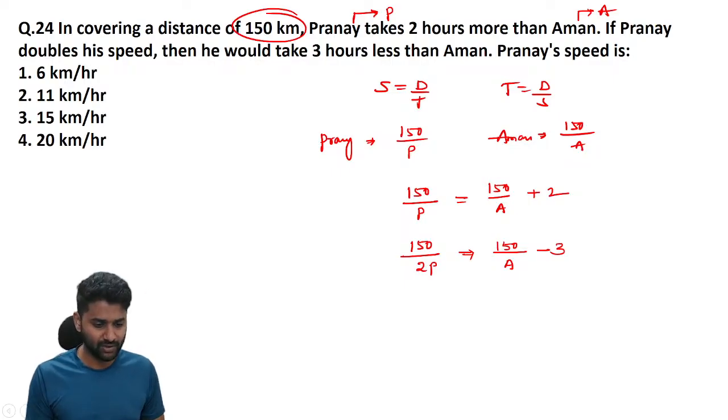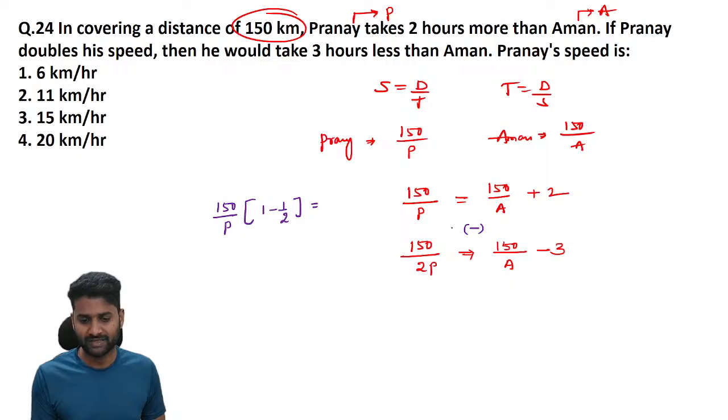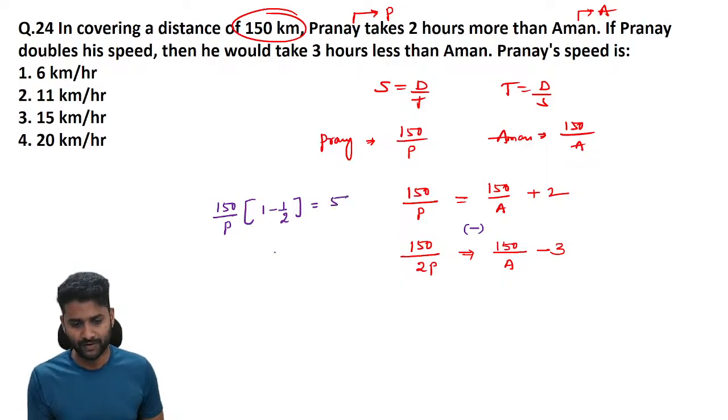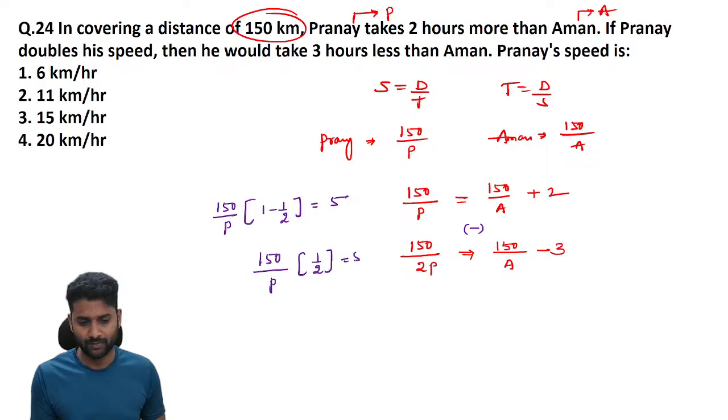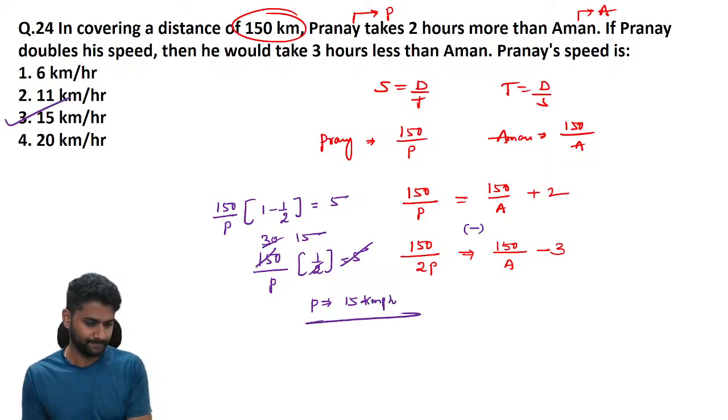Now you have to identify what is Pranay's speed. For the simplification, just go through the subtraction. So 150 divided by P, (1 minus 1 by 2). So you can cancel the 2, minus again minus of 3 is equal to 5. So 150 divided by P, 1 by 2 is equal to 5. So this is exactly 15. Then you got Pranay's speed is equal to 15 kilometers per hour. So we had the data in times. That's why we converted the entire information into time.